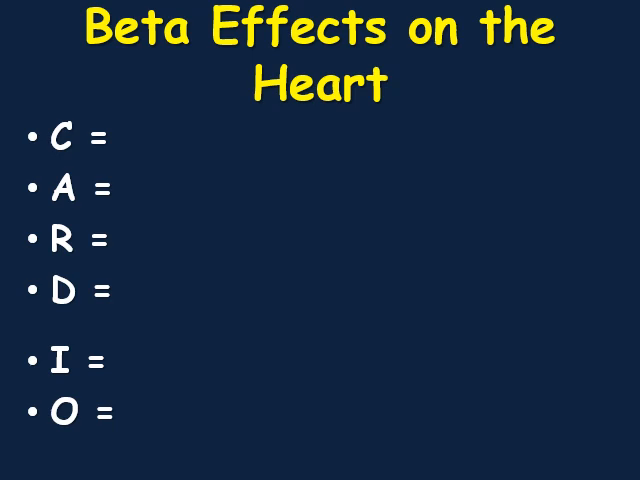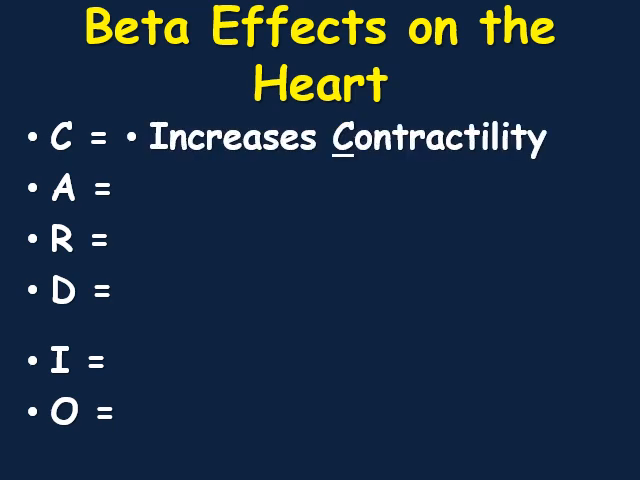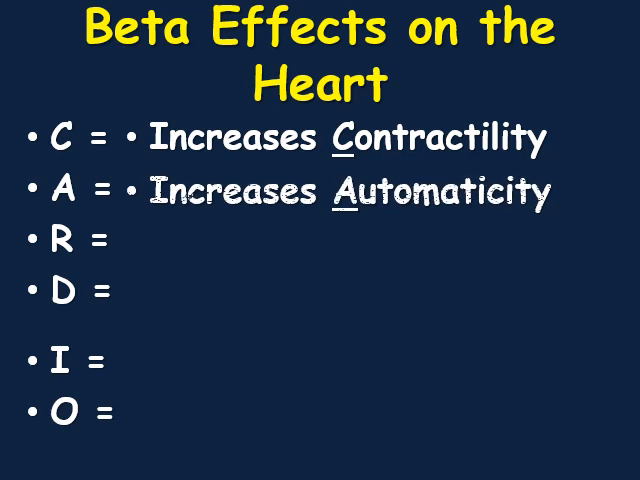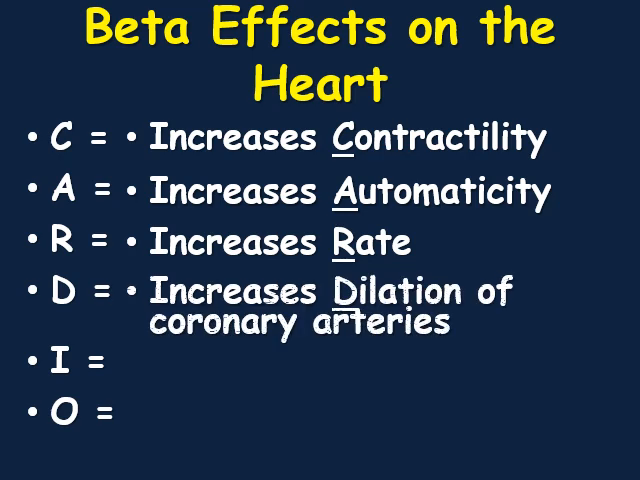Okay, so a lot of times when it comes to effects on the heart, I teach this acronym called CARDIO. C equals increased contractility, and that's an inotropic effect, right? It makes the ventricles contract harder. A is increased automaticity, which is basically the heart's ability to generate its own electrical impulse without the outside influence of the nervous system. All right. R is increase in rate, so it increases heart rate, and that's a chronotropic effect, right?